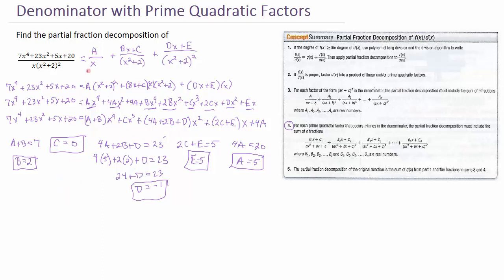So we start off with A over x, or 5 over x, plus Bx plus C. B is 2, so 2x. There is no C, so 2x over x squared plus 2, plus Dx plus E. So that's -x plus 5, all over x squared plus 2 all squared. And this is how we handle not only prime quadratic factors, but also if we have repeated prime quadratic factors.